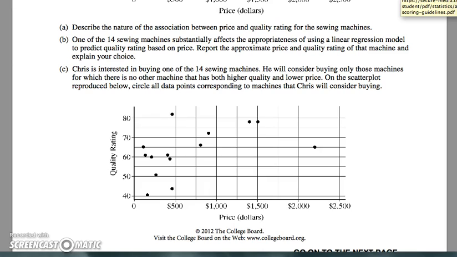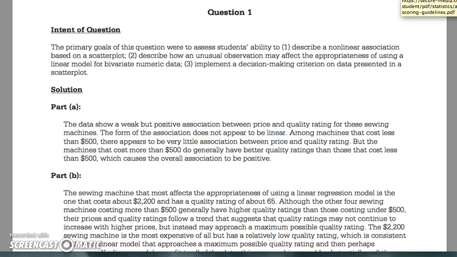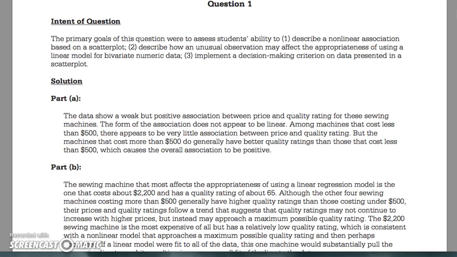Once you finish with your work, there is an answer key to the questions. So it is question 1, and it says the primary goals of this question were to assess students' ability to 1. Describe a nonlinear association based on a scatter plot. 2. Describe how an unusual observation may affect the appropriateness of using a linear model for numeric data. 3. Implement a decision-making criteria on data presented in a scatter plot.